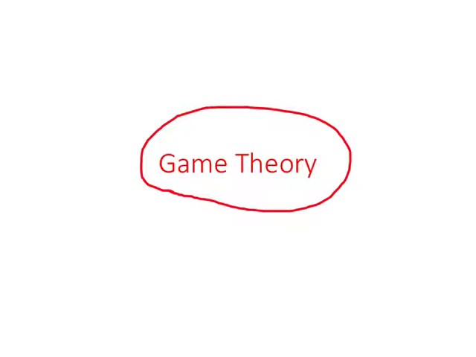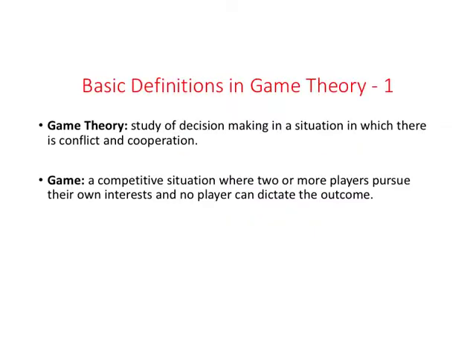The easiest way to understand and appreciate game theory is to consider any situation like a game, and you could consider a football game, you could consider a basketball game, or any game you like. Since we are trying to understand game theory and it is a theory, we do require a number of formal definitions. So here is the first definition. Game theory is a study of decision making in a situation in which there are conflicts as well as cooperation.